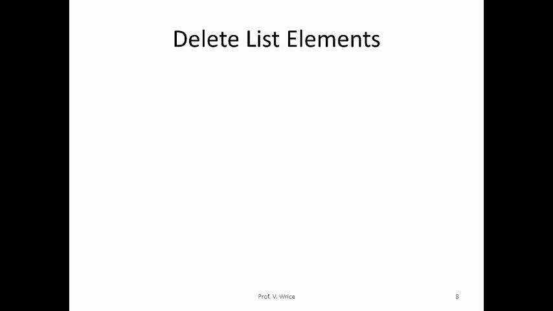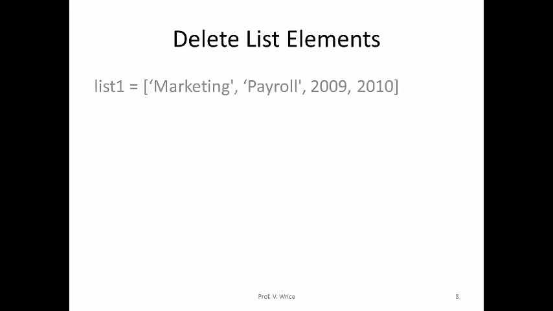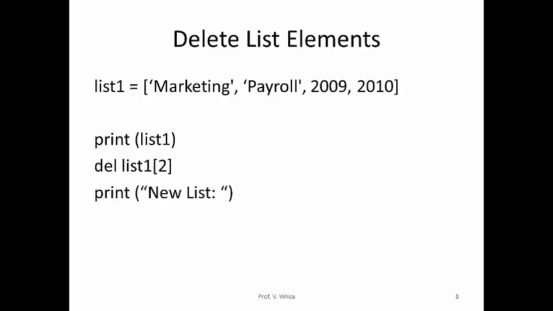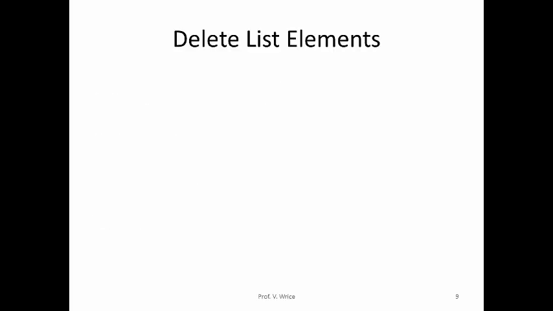To delete a list element, use the del statement if the element is known, or use the remove method if you do not know. Here, the del statement is used with list element 2. Then it's displayed, preceded by the new list string literal. The output from the code is displayed here.